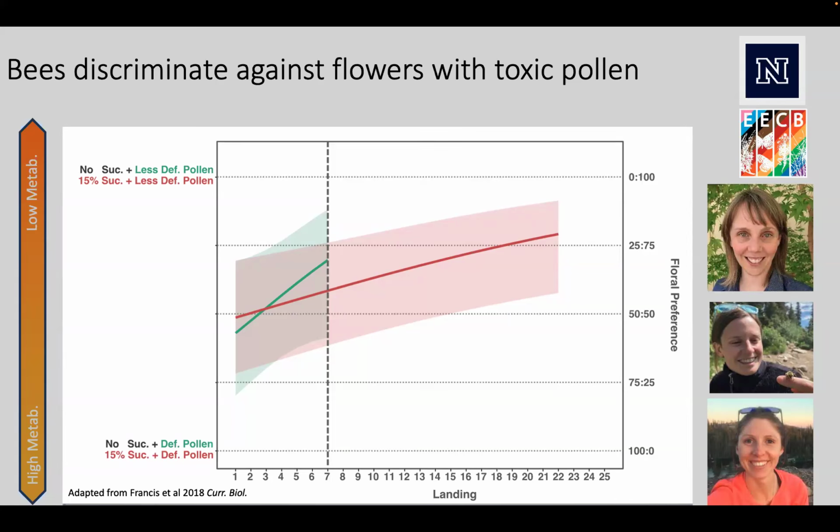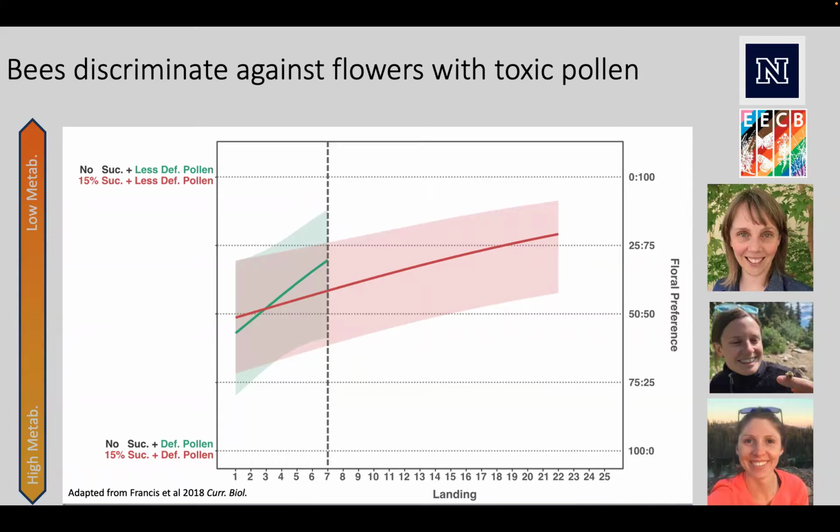We either add pollen that has an alkaloid in it, a plant-derived alkaloid, or pollen that doesn't have a plant-derived alkaloid on the top there. And then we added some sugar to those flowers. So some of those flowers had defended pollen and some sugar. Some of them had not defended pollen and some sugar.